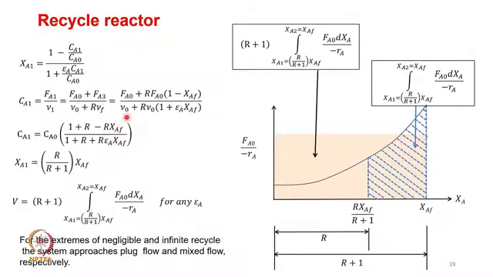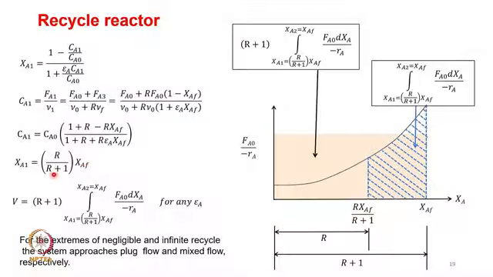So, now we write this in full: Fa naught plus Fa naught into 1 minus XAF, V naught plus V naught into 1 plus epsilon A XAF. So, solving these two together, we will be able to find out Ca1 as a function of Ca naught: 1 plus R minus R XAF divided by 1 plus R plus R epsilon A XAF. And further simplifying this, you will be able to identify XA1 as a function of XAF.